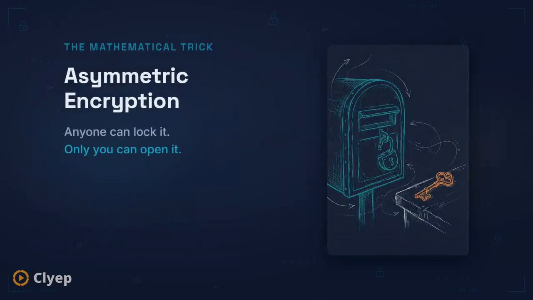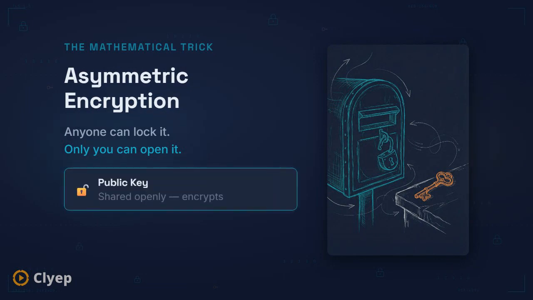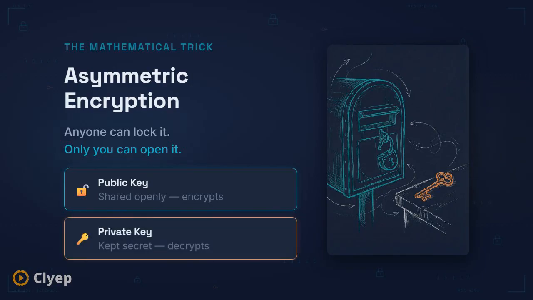The solution is a mathematical trick called asymmetric encryption. Instead of one key, you generate two, a public key and a private key. Think of the public key like an open padlock attached to a mailbox. You can hand copies of this padlock to anyone in the world. Anyone can drop a message in the box and snap the lock shut. But once it's shut, the only thing in the universe that can open it is the private key, which you never share with anyone. But wait, if the padlock is public, how is that secure?